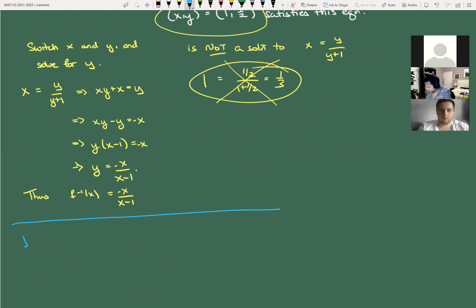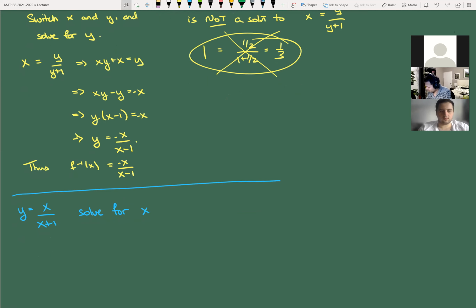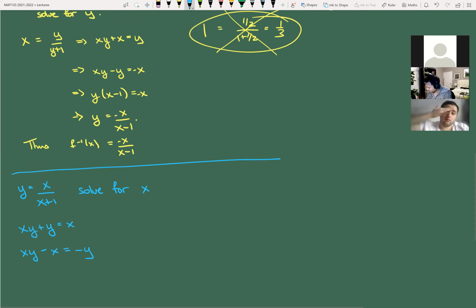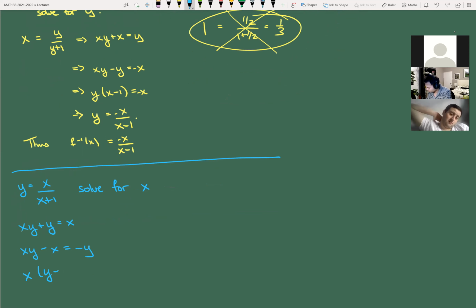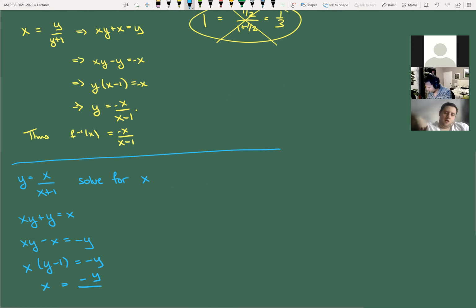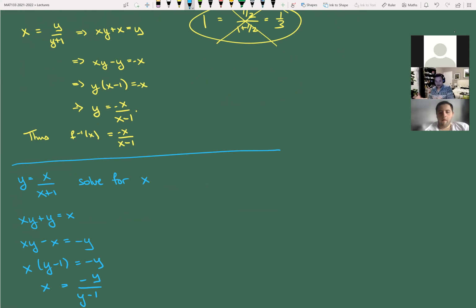So I've got y is equal to x divided by x plus 1. And now I'm going to solve for x. I go through the same steps: xy plus y equals x. Then solving for x, I get xy minus x equals negative y. Then I factor out the x, and I get x is equal to negative y over y minus 1. And you see, you get the same answer. It's just the x's and y's are switched.